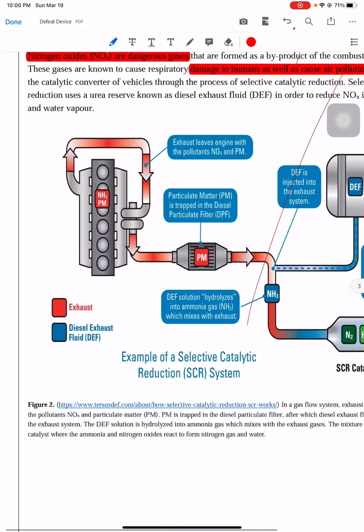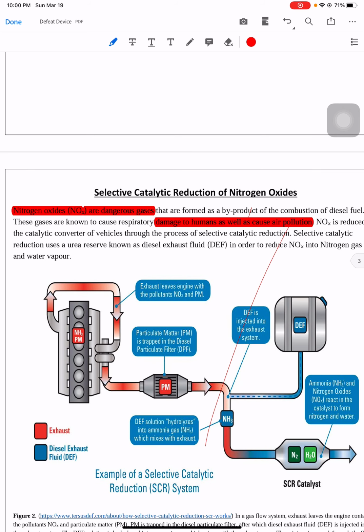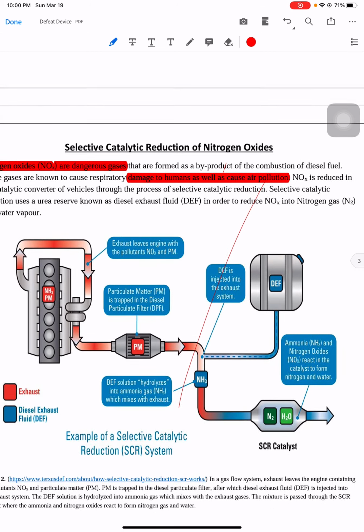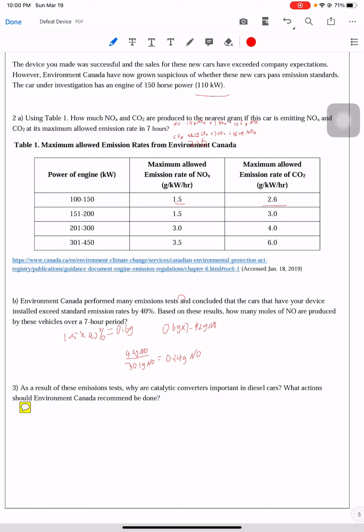For the last question, we can find it from the image. Nitrogen oxides are dangerous gases. They are dangerous to humans as well as cause air pollution.